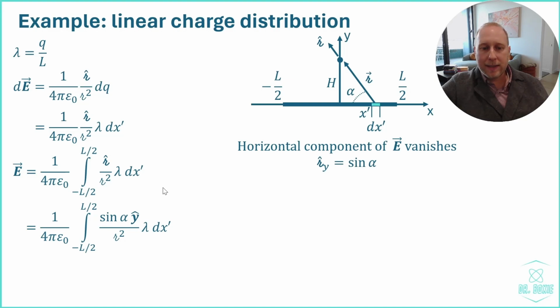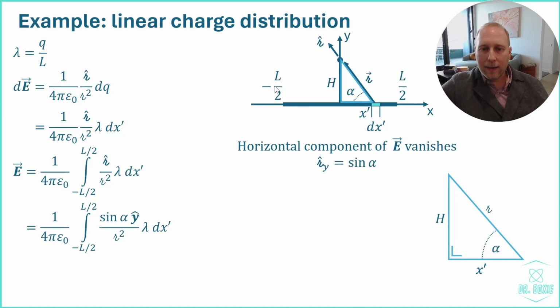First of all, lambda is a constant. It can be taken out of the integral. Y hat, the unit vector in the y direction, is a constant. It too can be taken out of the integral. And we can rewrite sine alpha and curly R squared in the following way.